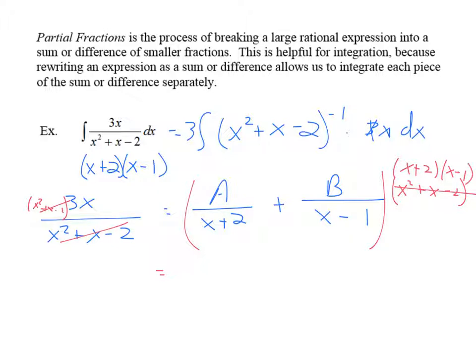All right, so when I distribute those two factors over to the first fraction, the x plus 2's are going to cancel, and I'll just be left with A times x minus 1. And when we distribute those factors to the second fraction, the x minus 1's are going to cancel, and I'll be left with B times x plus 2. And this will all equal just 3x.